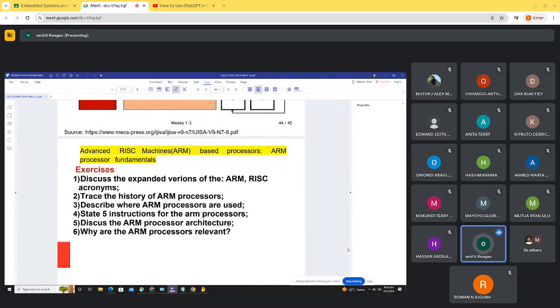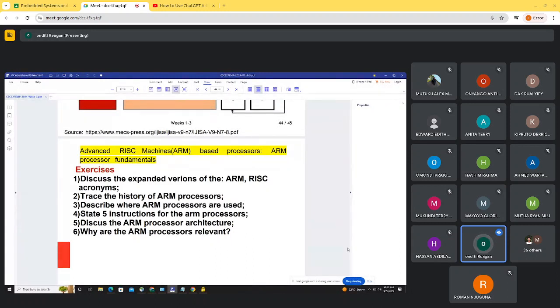You'd also want to discuss the ARM processor architecture. What does the architecture look like? This is a fundamental area that I would want each one of you to look at very carefully and be able to discuss and understand fully how it operates.